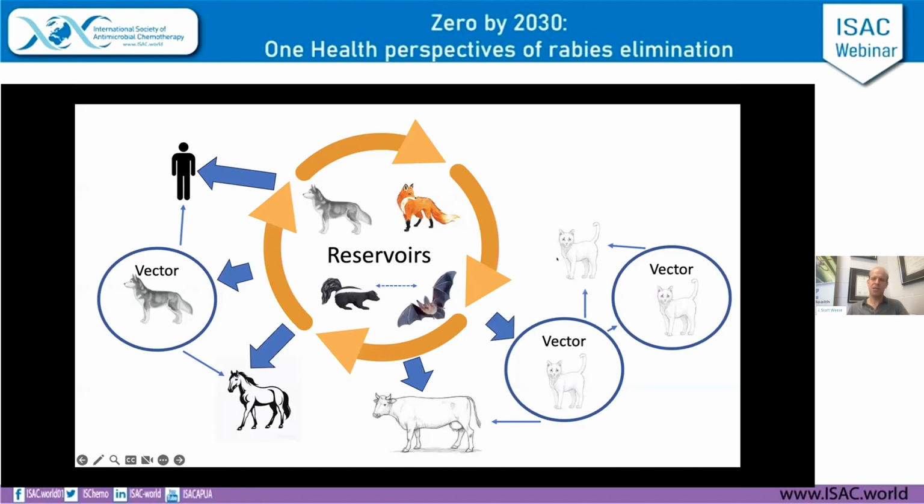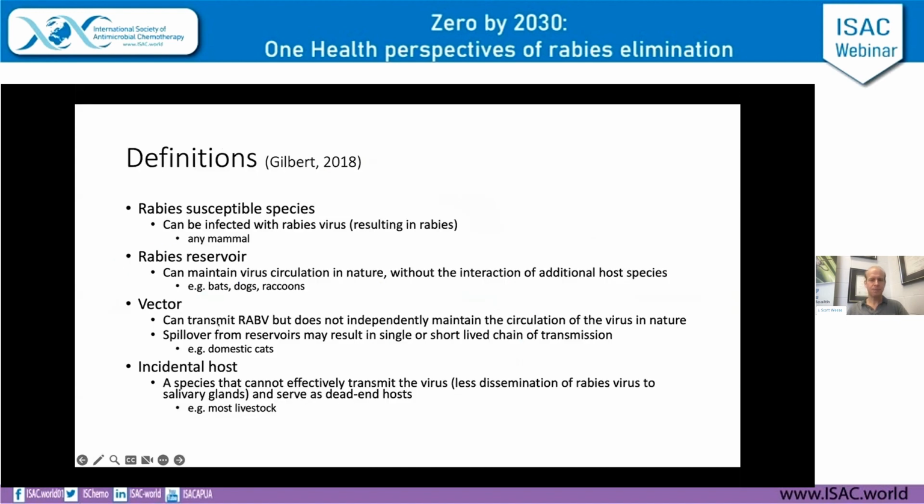But these transmission cycles tend to be very short-lived. We'll go to a vector and maybe there's more transmission. It's often the end of it. And then we have our incidental or our dead end hosts, which there's not a 0% chance of transmission, but it's close to negligible for most species, our livestock, and humans would be there. And they can be infected from reservoirs or they can be infected from vectors, but with the greatest risk being from reservoirs, because that's where the virus is largely present in nature.